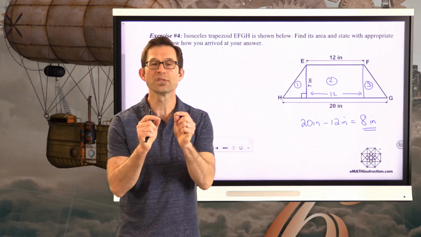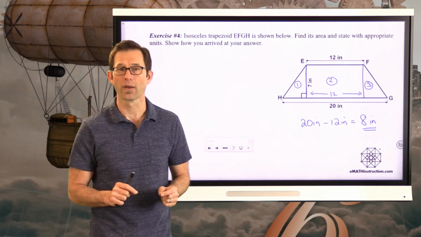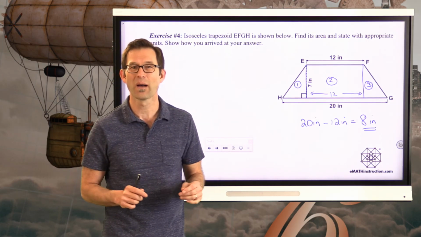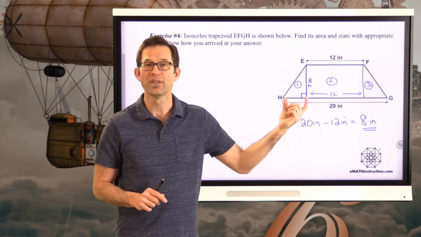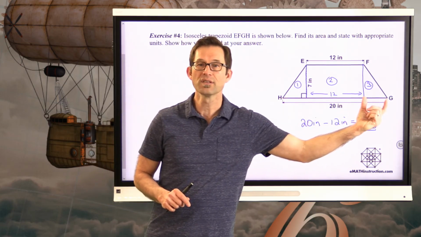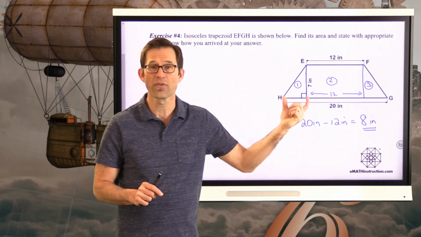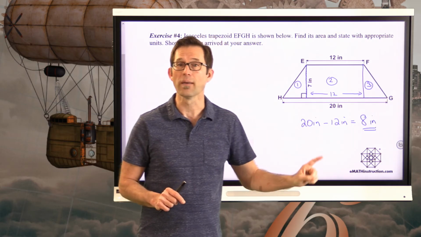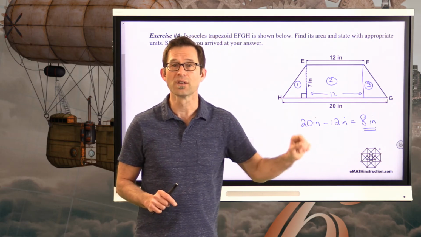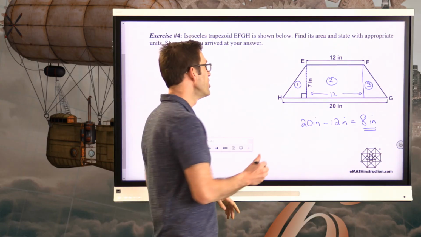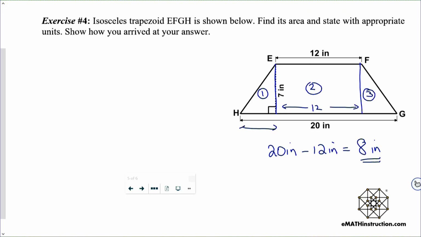Well, because this is specifically an isosceles trapezoid, what that means is that the distance over here and the distance over here have to be the same. They have to be the same length. So this length and this length have to be the same. Since we have a total of 8 inches to divide up amongst the 2 of them, then this must be 4 inches. Let's try it again. This must be 4 inches, and this must be 4 inches.